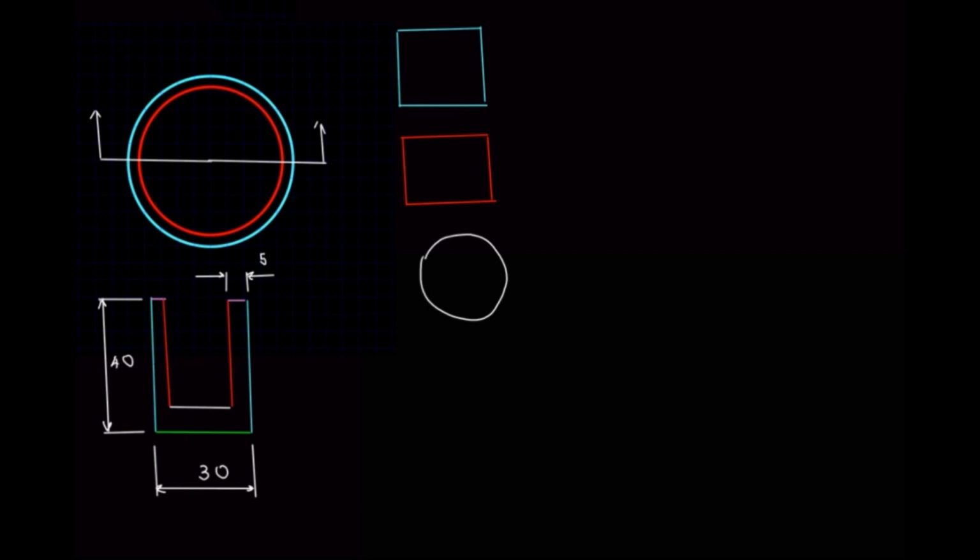Now we've got the green. See, we're not thinking about sizes at the moment, we're just thinking about shapes. Meant to be a circle. There we are, we've broken it down into its parts. Now we need to work out the sizes. Let's start with the blue here. We know that the height, let me go to white, the height is 40.